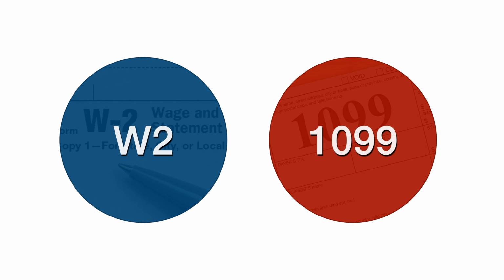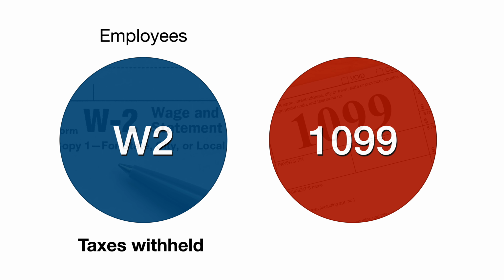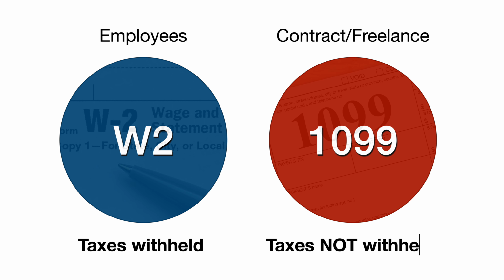And just a quick little reminder so it's easy for you to remember, W-2s are if you are an employee of the company and they do have taxes withheld from them, versus 1099s are for if you're doing contract or freelance work and taxes are not withheld.